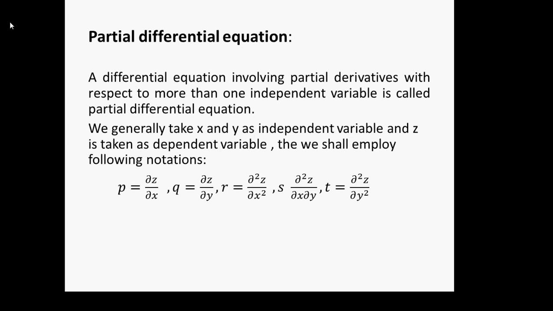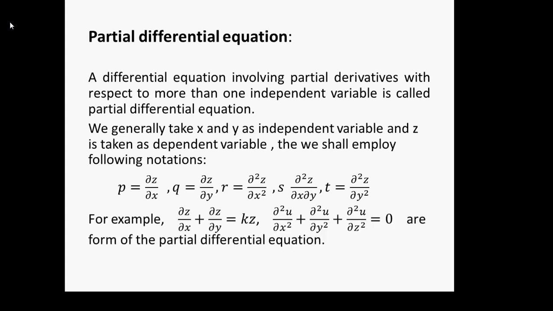Generally, we take x and y as the independent variables and z as the dependent variable. Then the following notations are very useful. We have del z by del x and del z by del y as first order derivatives. We denote del z by del x as p and del z by del y as q. The second order derivatives: del 2z upon del x2 is denoted by r, del 2z upon del x del y is denoted by s, and del 2z upon del y2 is denoted by t.